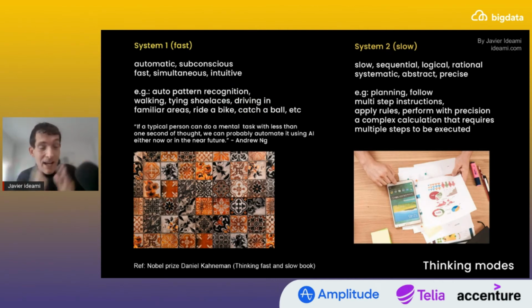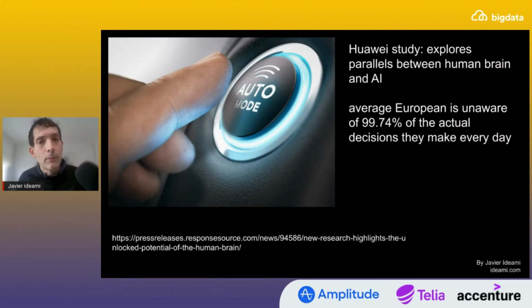A good way to understand the difference between both is if you think about learning to drive or learning to play piano or learning to play tennis. At the beginning, you have to pay very close attention. You have to go slowly through the steps of that task. Again, sequential, slowly, consciously, pay attention. And once you have learned well, then it becomes subconscious. It becomes automatic. It becomes very fast. So that's the difference between System 1 and System 2.